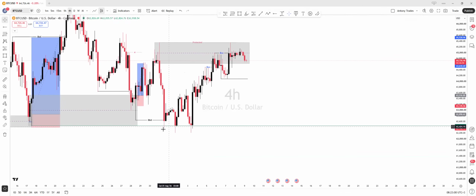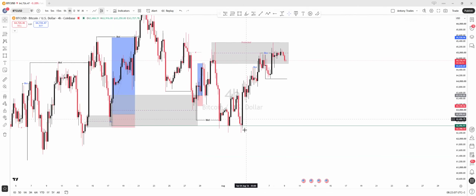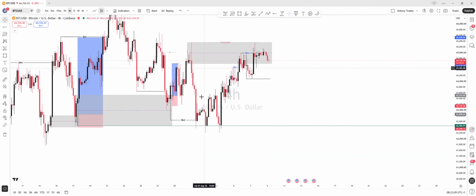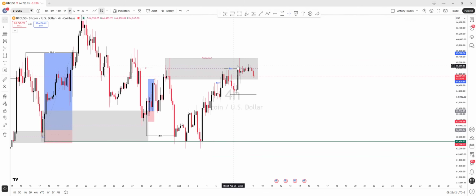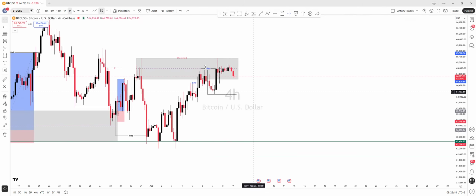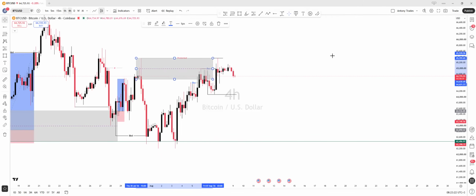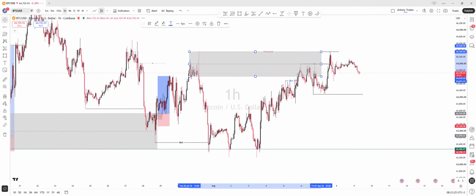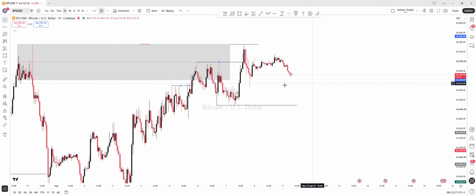The first attempt for the sellers to break failed. Second attempt, sellers failed. Third attempt, sellers failed. So there is a high chance that the market will violate this supply zone. But until the structure tells us that, we are going to trade what we see, right? Since the market is sitting inside this supply zone, what am I going to do? I'm going to go to the lower time frame and watch the market from there. Also, this buy failed to break this high because this is a very strong high at this point in time.